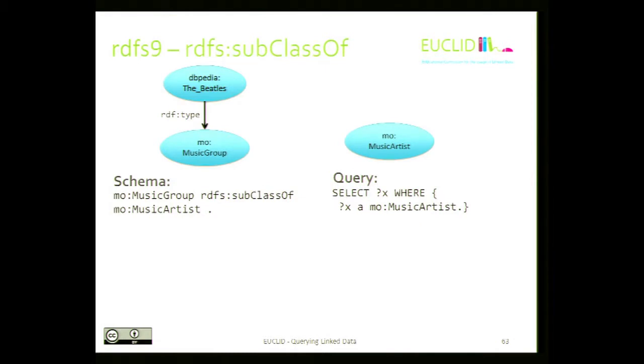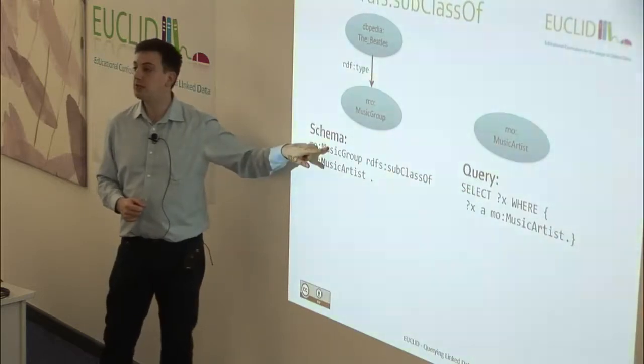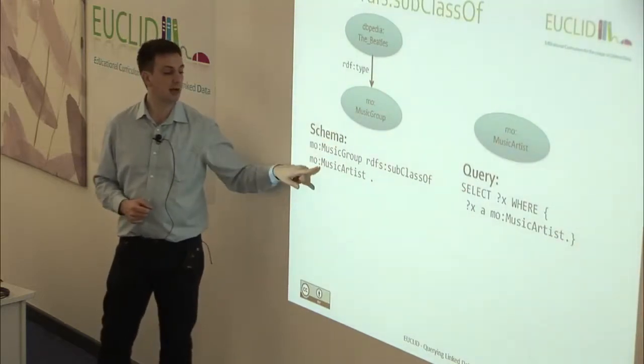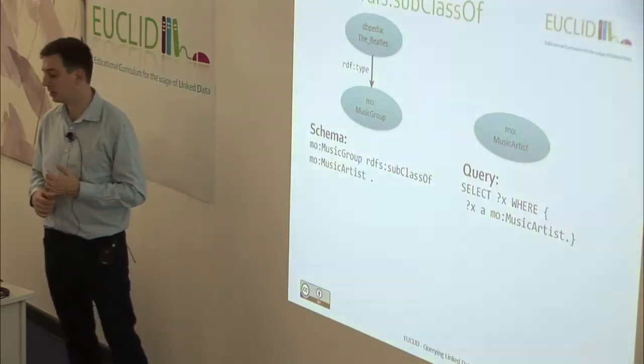Subclass is a slightly simpler idea of this inclusion. Instead of talking about the relatedness of two things, we talk about whether one resource belongs in a class or not. We can infer that something belongs in a class if we put it in the subclass, if we put it in a more specific class. So the music ontology says that anything that's in the class of music group is also in the class music artist. So music group is a subclass of music artist.